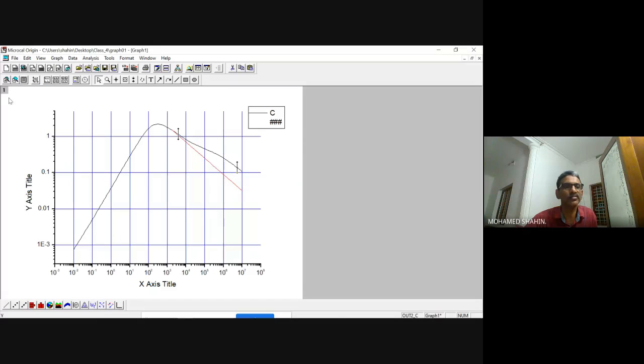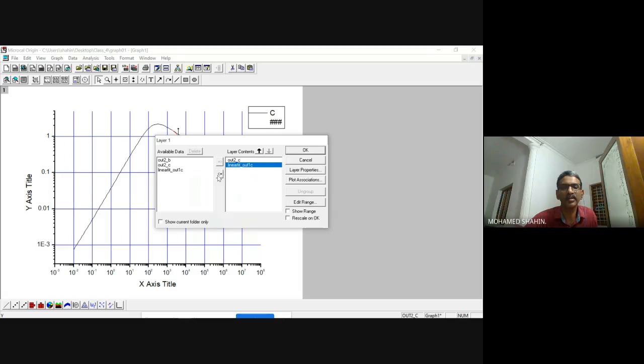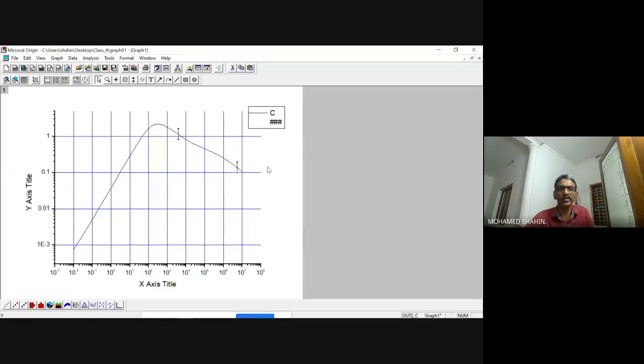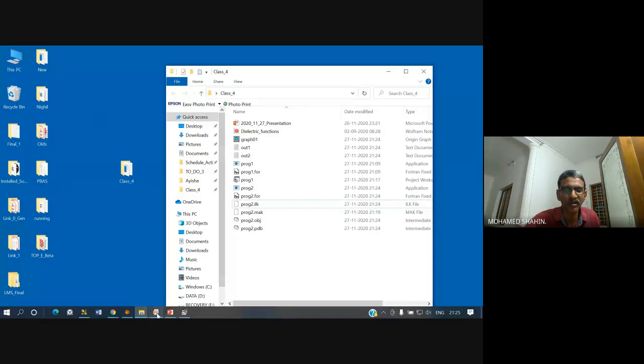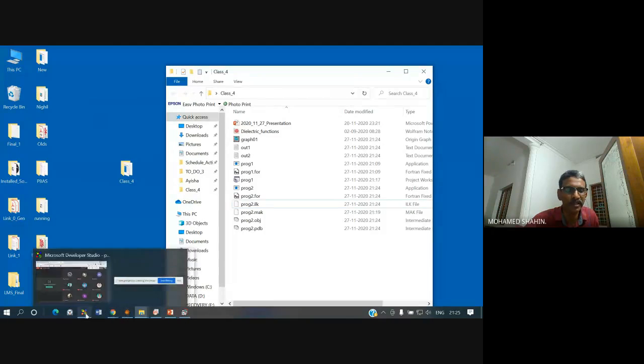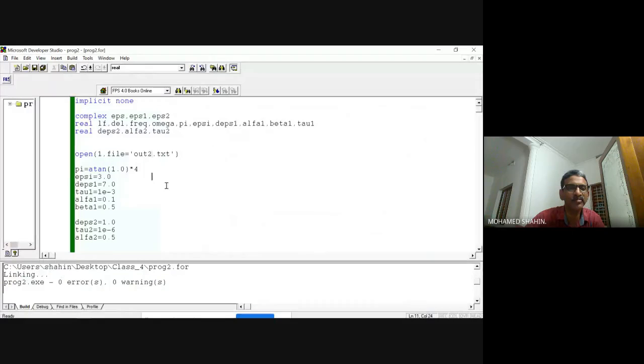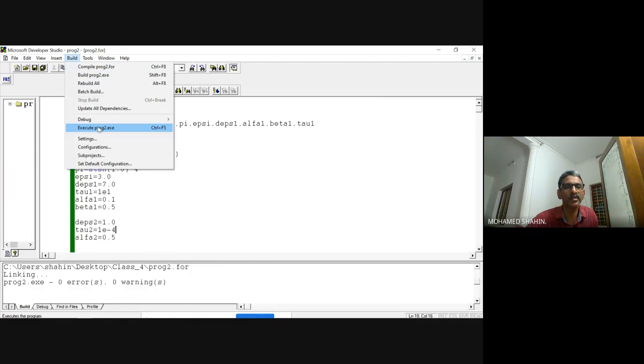Now I remove this. That red line, the linear fit, I removed. Okay. Now this is what you see. To make it better, these are all coming from your experience. I put epsilon tau1 to be 1e1, tau2 to be 1e-4. Build, rebuild all, build, execute.